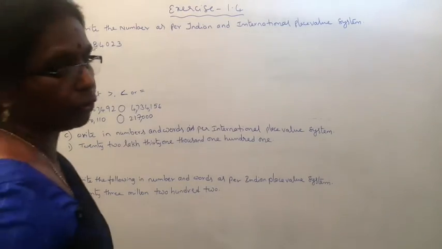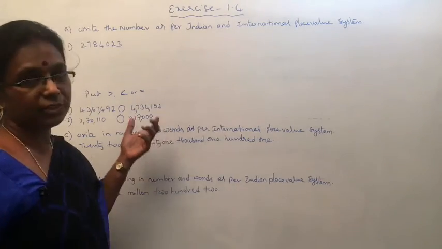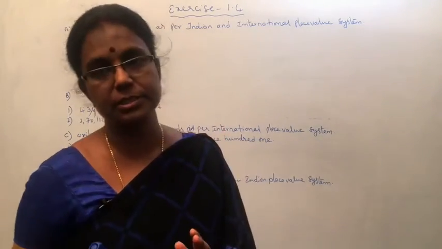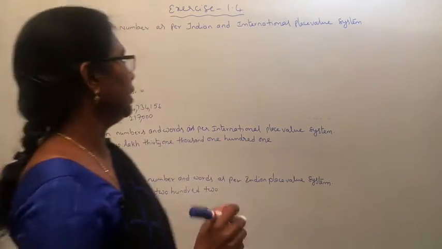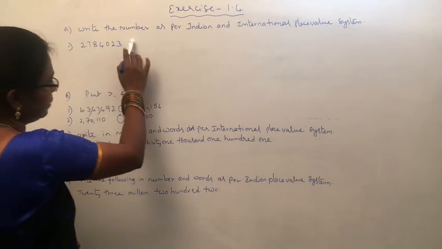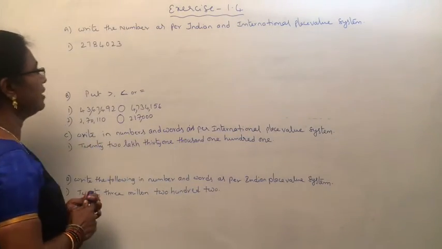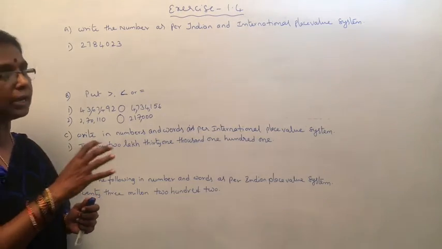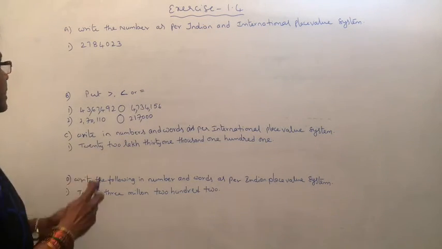Hi children, today we are going to learn exercise 1.4. In this exercise, we have to learn how to change Indian system to international system as well as international to Indian system. First, write the number as per Indian and international place value system. He has given one number, that is 2784023. Then you have to write this number in Indian system as well as in international system.